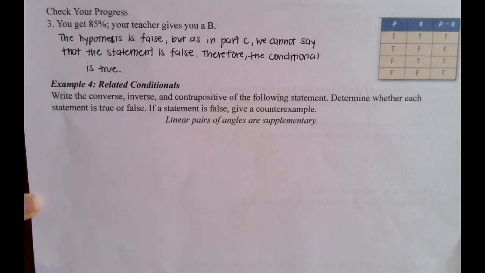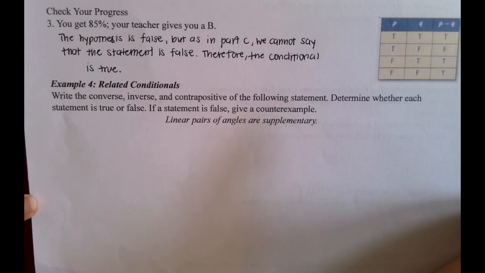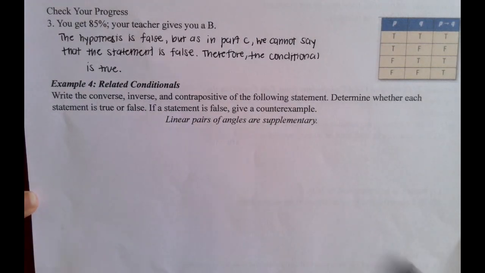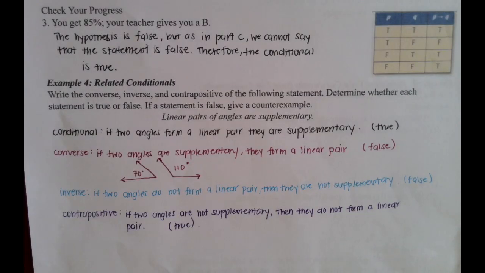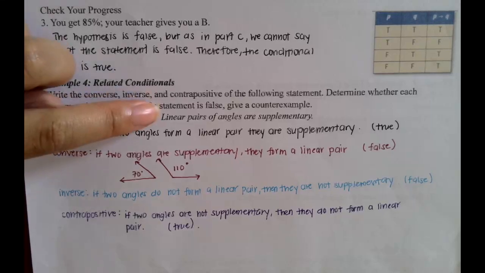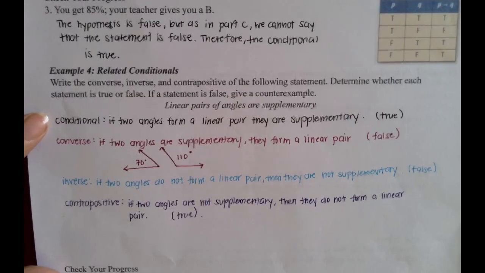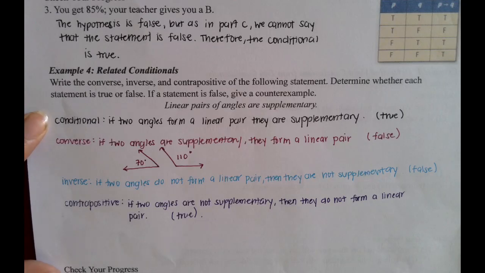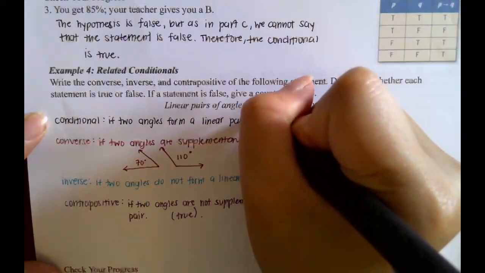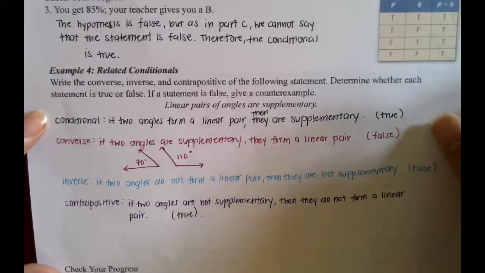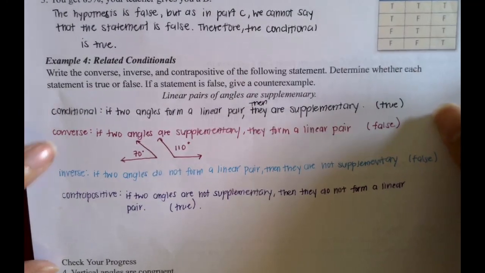So the conditional here, it didn't have it. So we're going to start by writing the conditional. Actually, I'm going to write them all, and then I'm going to show it to you. Okay, so here you go. I first rewrote this as a conditional, right? So the statement was linear pairs of angles are supplementary. So my conditional is that if two angles form a linear pair, then they are supplementary. That is true. Linear pairs are supplementary.